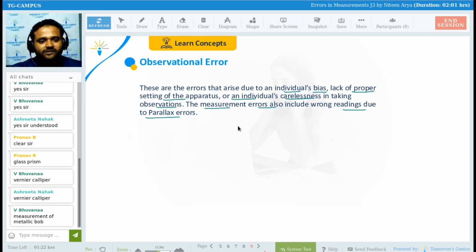Clear now, everyone? Just type yes if it is clear, so I can move ahead in a quicker way.